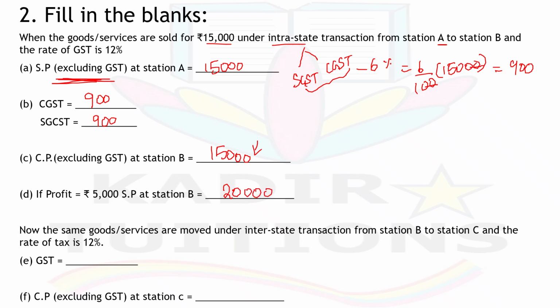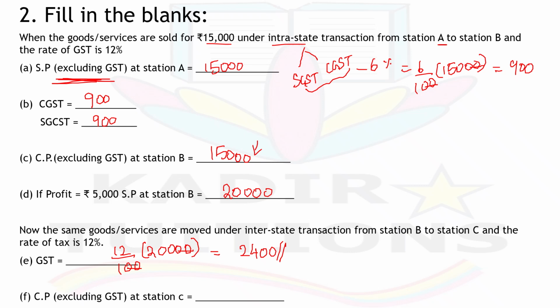Now the same goods or services are moved under an interstate transaction, from one state to another state, from station B to C, and the rate of tax is 12%. Then what is the GST amount they are asking? So tax is 12%, so we just need to find 12 by 100 of the amount. What's the amount actually? It's 20,000, so just multiply with 20,000. So 20 by 20, it's nothing but 2,400. This is the GST when they are doing the interstate transaction.